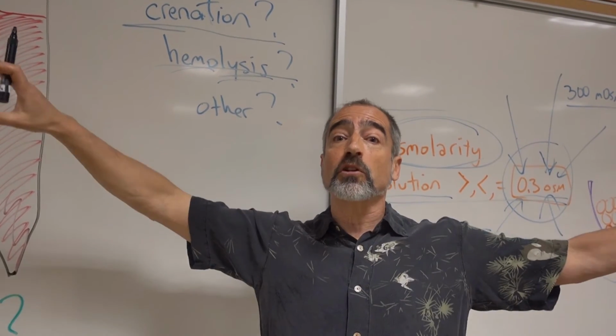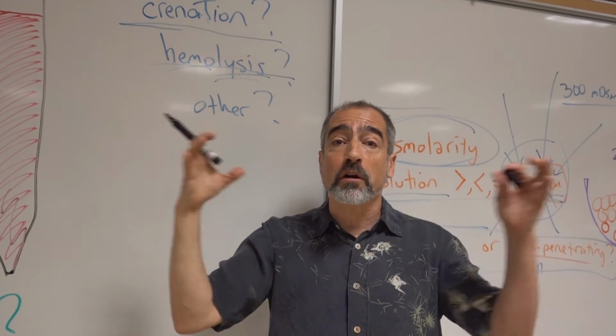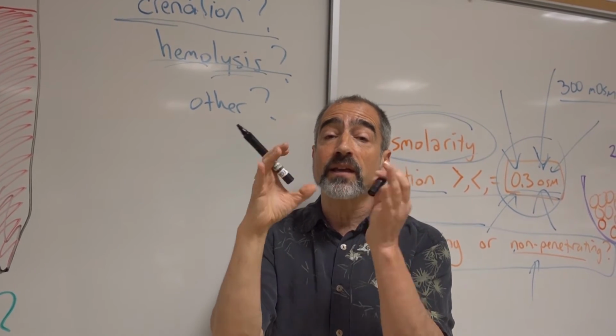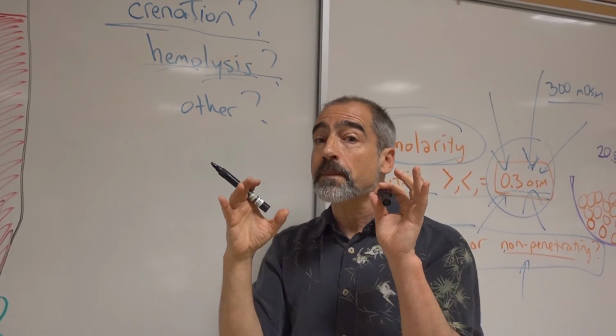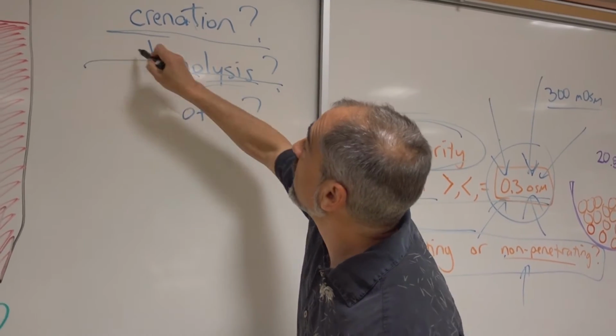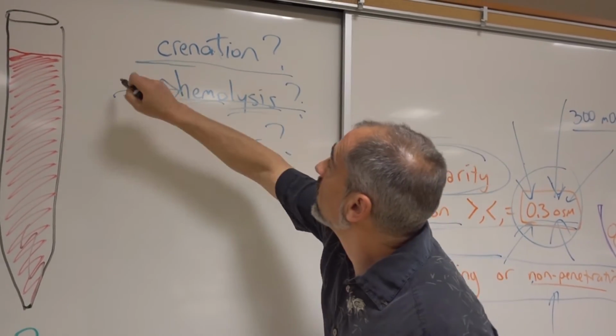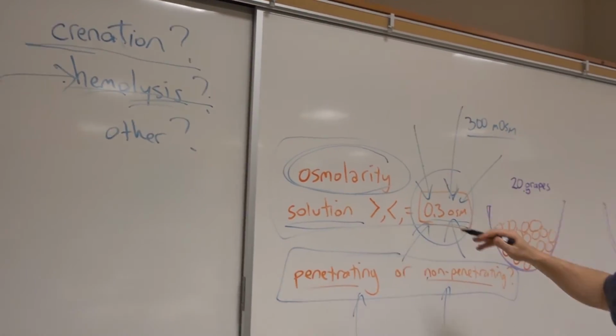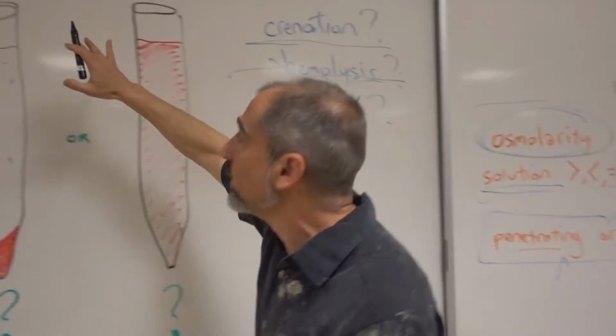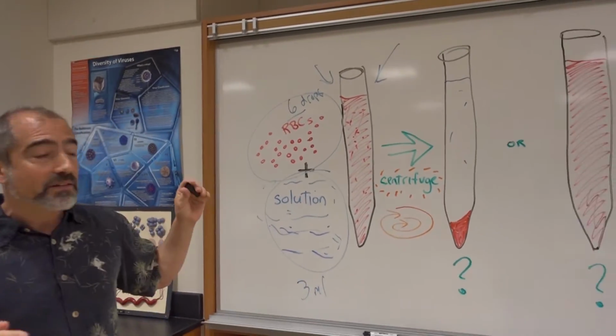And all that hemoglobin is just going to go into solution. It's no longer going to be contained within the cell membrane of the red blood cell. So you can actually use that fact to come up with our assay. Over here, how do we figure out what happened to the cells?